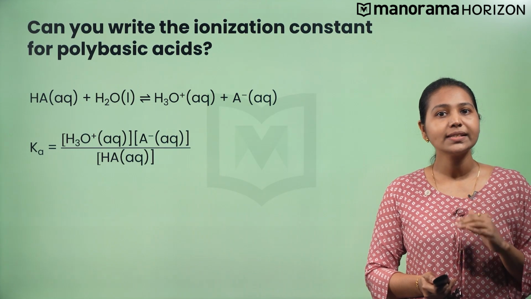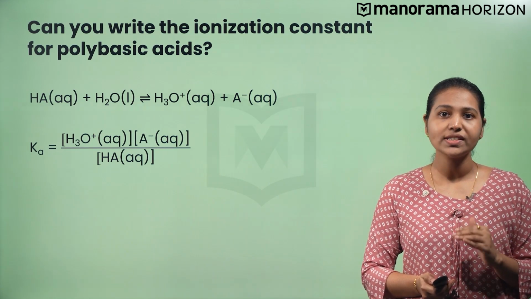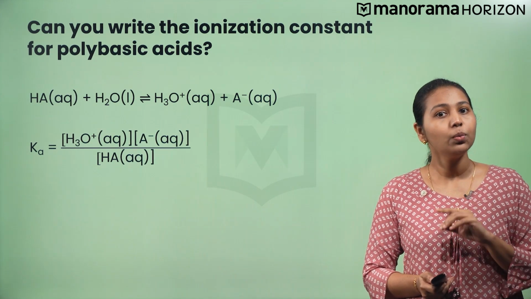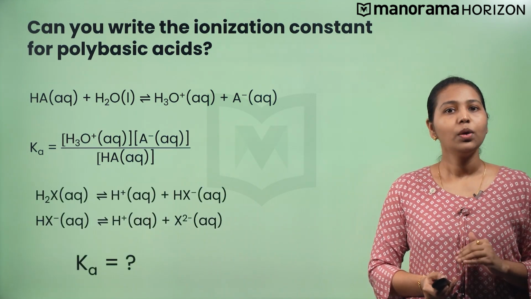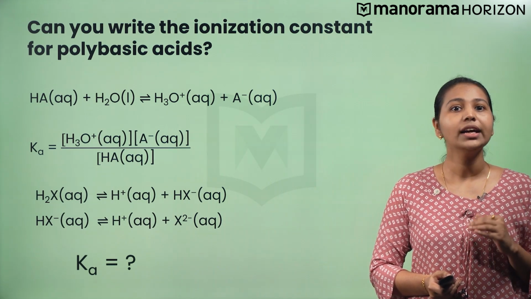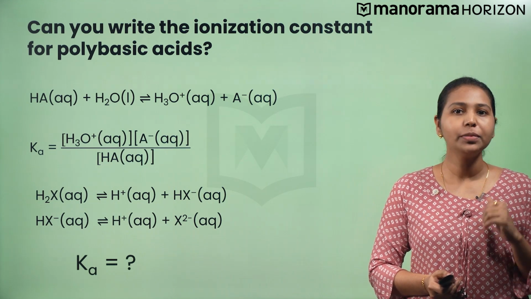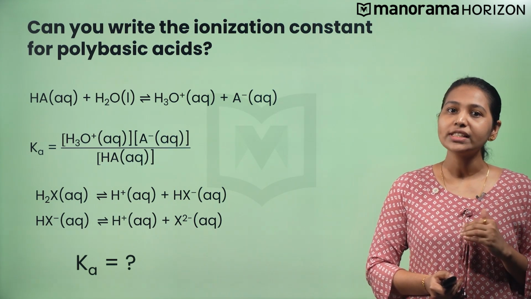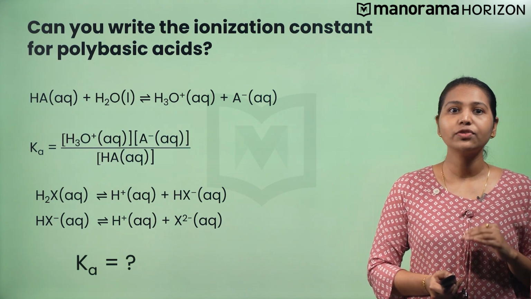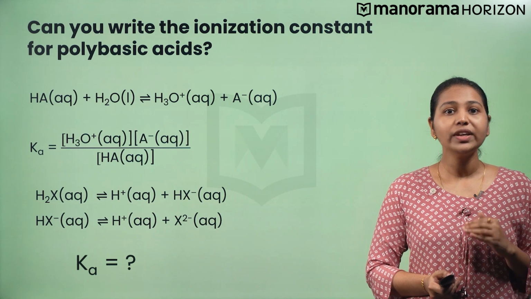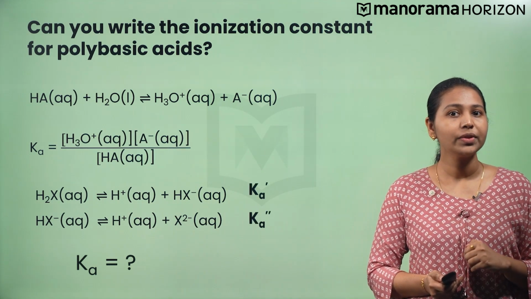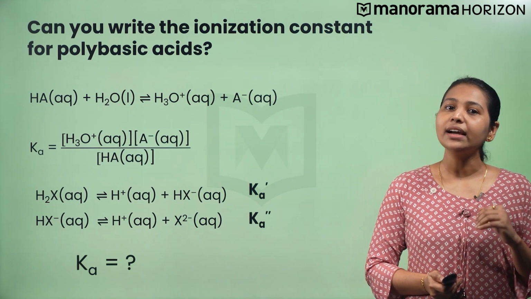So far, we were discussing the dissociation of monoprotic acids such as hydrochloric acid, hydrocyanic acid, etc. Here, there is only one ionizable proton per molecule. However, there are acids like oxalic acid, sulfuric acid, phosphoric acid, etc. with more than one ionizable proton per molecule. Such acids are known as polybasic or polyprotic acids. Can you write down the ionization constant for a polybasic acid? Do we have to write two Ka values here, say Ka1 and Ka2? Well, we will discuss this in the next video.